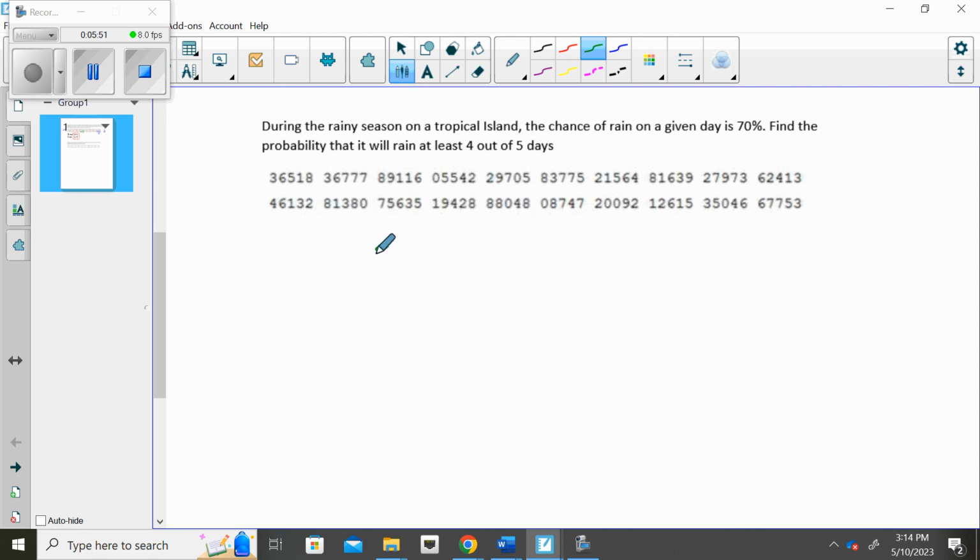Okay, so we've got rainy season on an island, and any given day you've got a 70% chance of rain. Which means you have to assign 70% of your digits to represent rain. So I'm going to go ahead and do 0 to 7 for rain, and then no rain can be... wait a minute, 6, 8. Oh my gosh, I skipped the number 6.